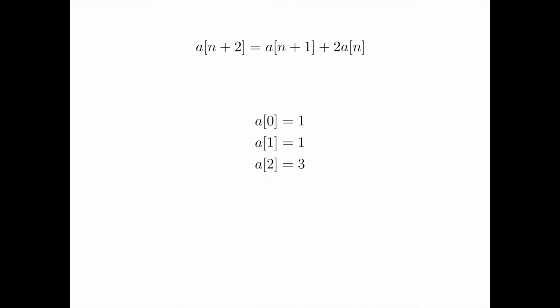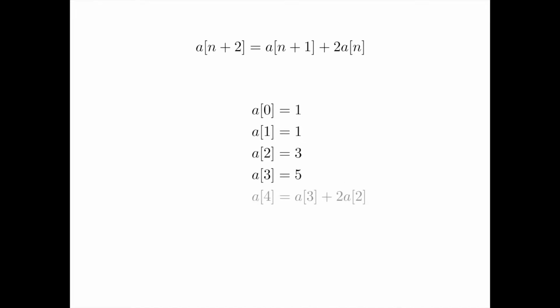A of 3 is equal to a of 2 plus 2 times a of 1, which is 3 plus 2 times 1, which is 5. And a of 4 is equal to a of 3 plus 2 times a of 2, which is 5 plus 2 times 3, which is 11.